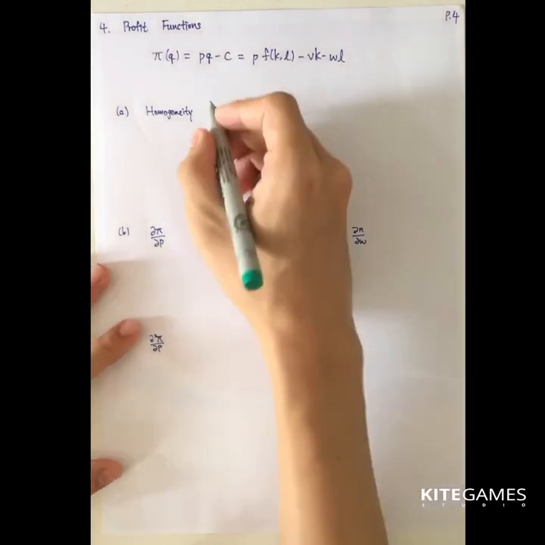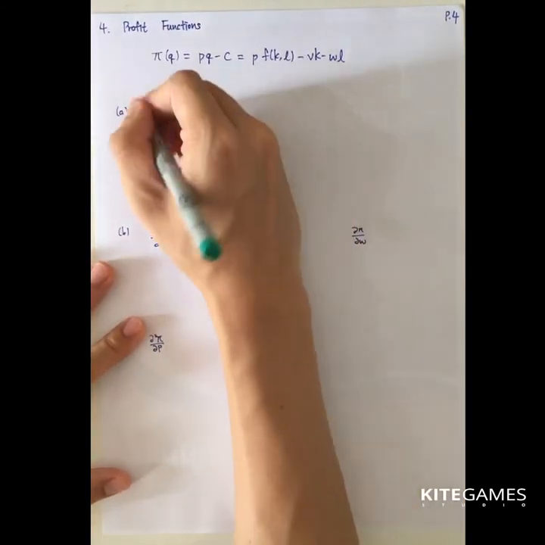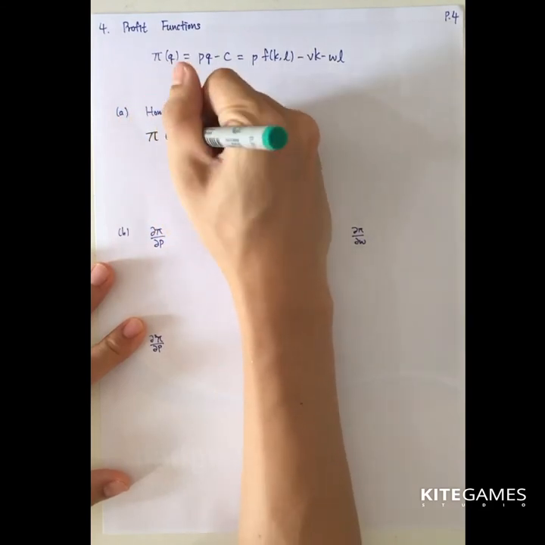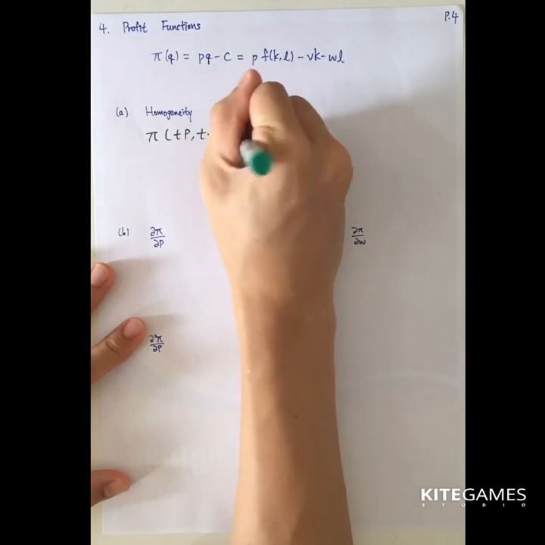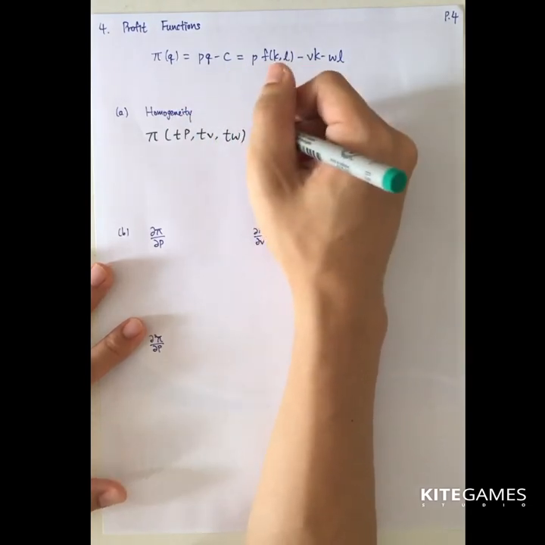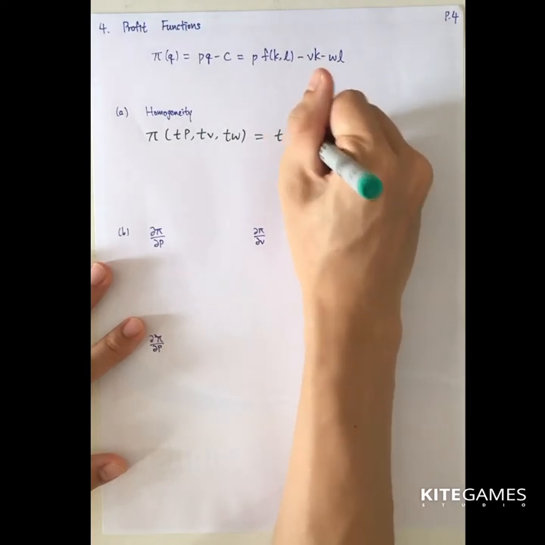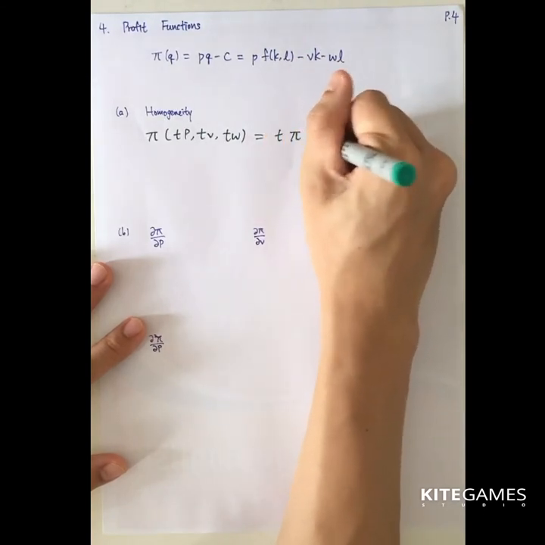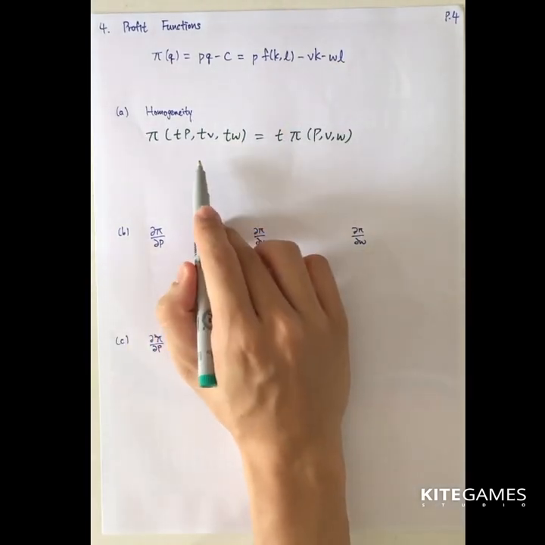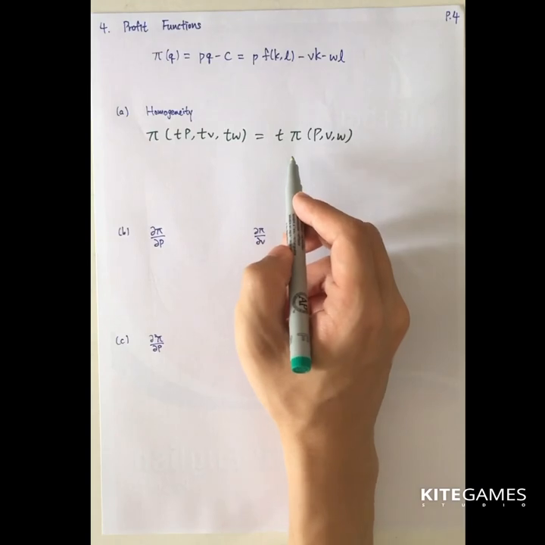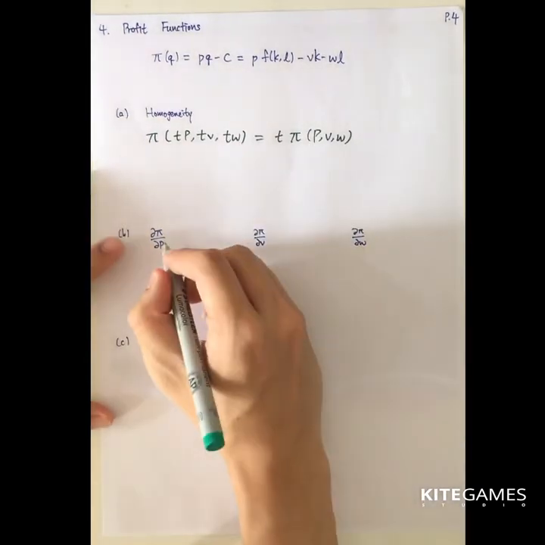First, it is homogeneous of degree 1 in all the output price and input prices. So if I double P, double V, and double W, I will get exactly double the profit. Not only double: if we multiply P, V, W by t, then the profit will increase by exactly t.